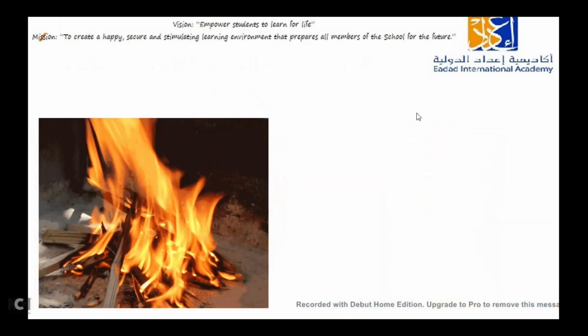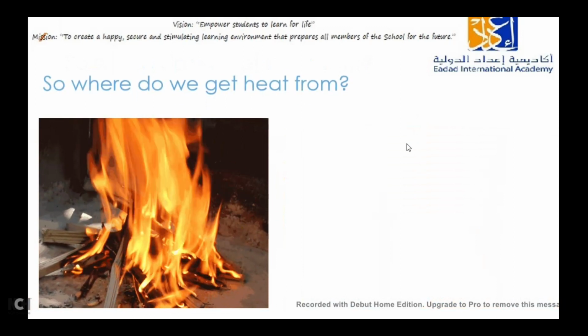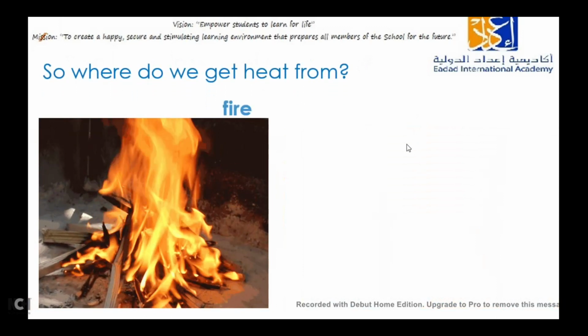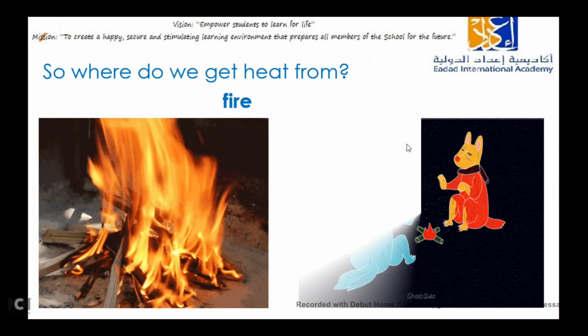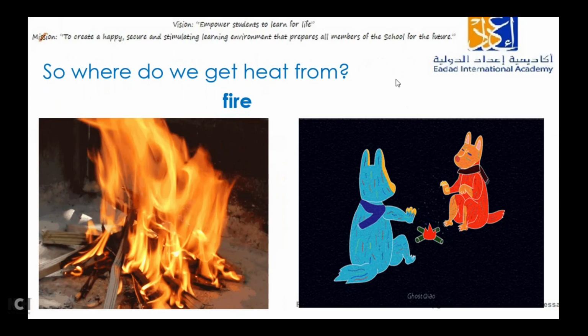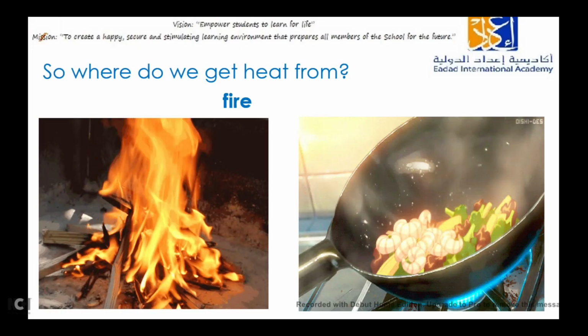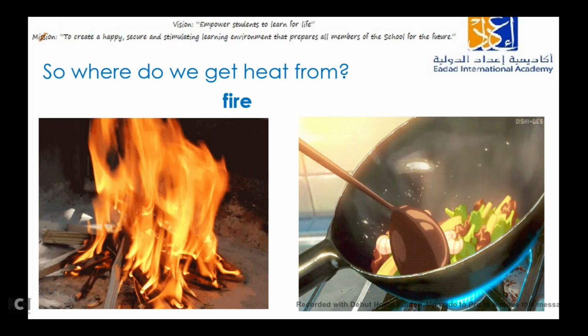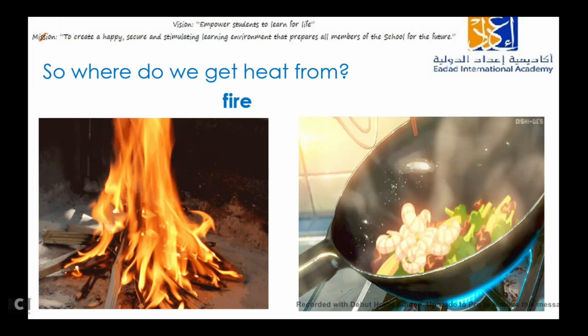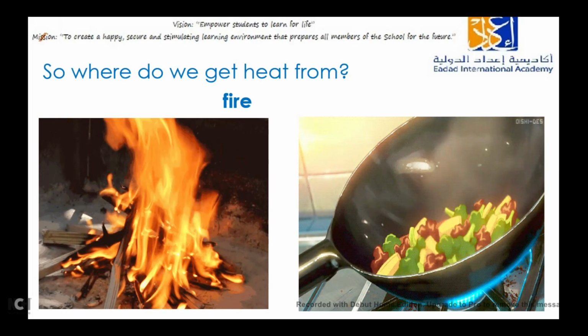Where else do we get heat from? Yes, we get heat from fire. Fire helps us stay warm. Fire helps us cook our food. Fire is one of the main sources of heat that we have, and it helps us cook our food.